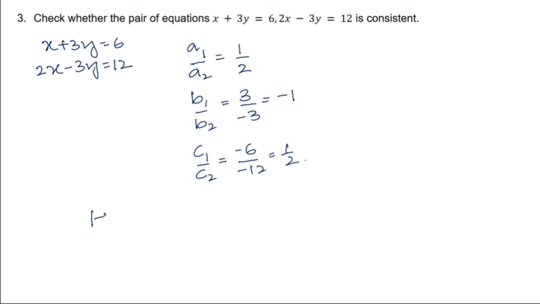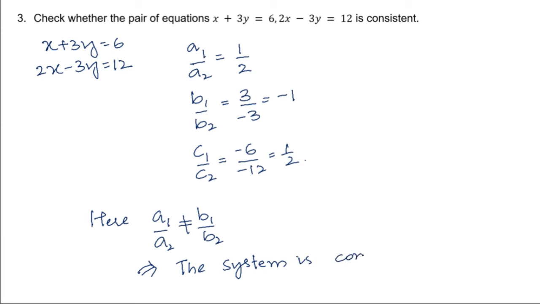Here on observing, we get a1 upon a2 not equal to b1 upon b2. This means that the system is consistent. When the system is consistent, we will be getting exact value.